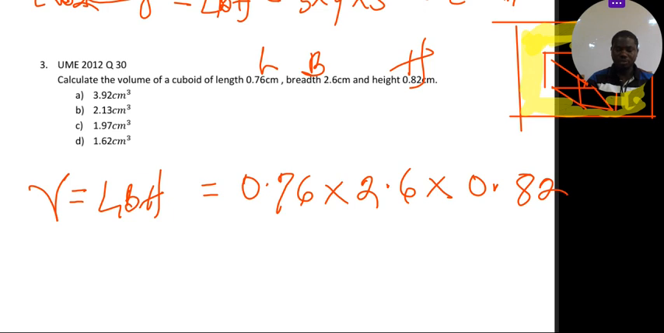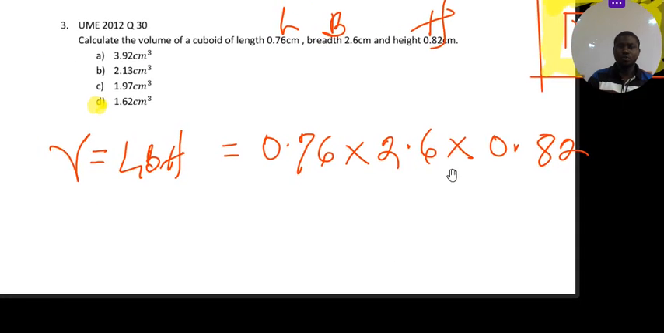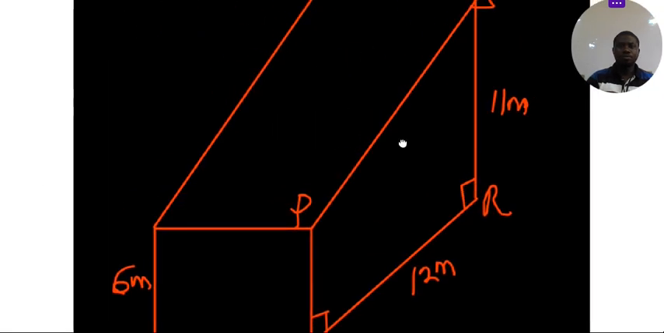By 2.6 by 0.82. So we have 1.62 cm cube. So that's question 1 to 3. Let's move on to question 4.